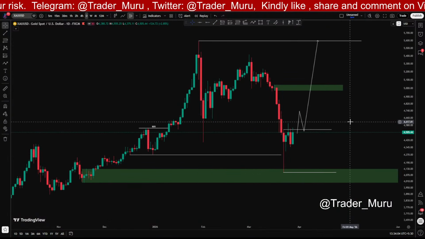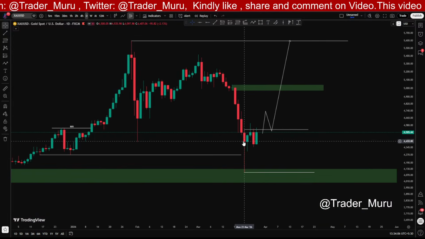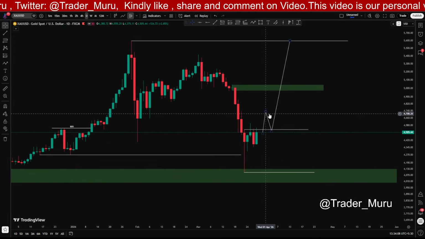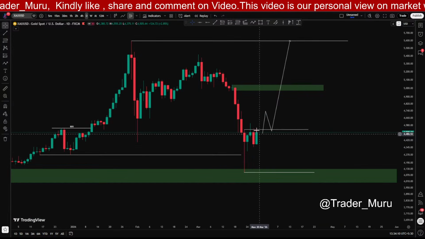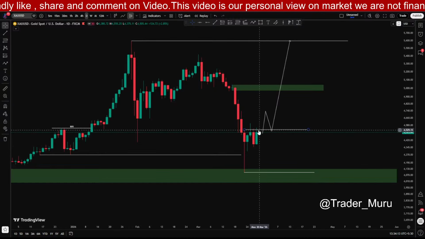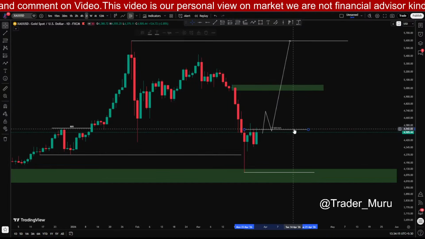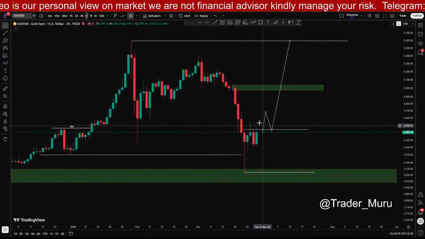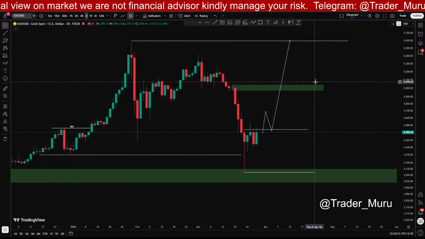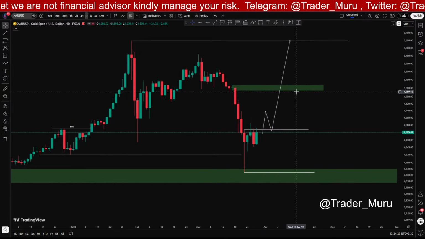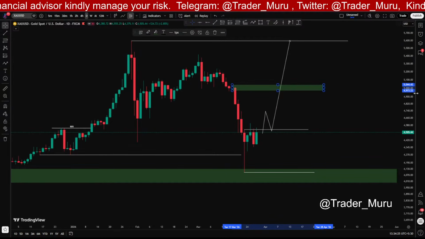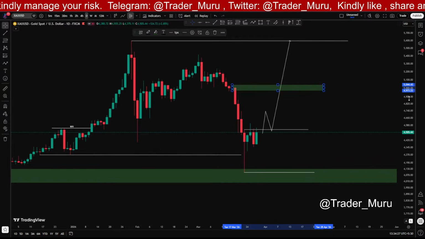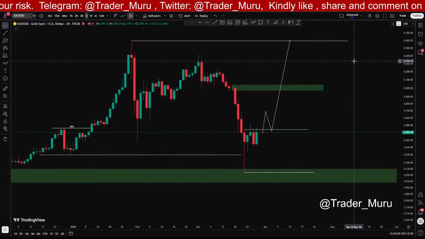So here we can range until we have a daily time frame candle above the high of 5535. After this candle closing, price will retest it and continue towards the possible first target, which will be this 4973. Second target will be this ATH.